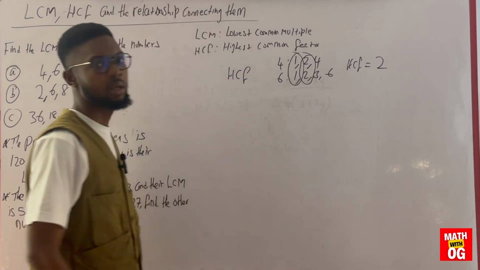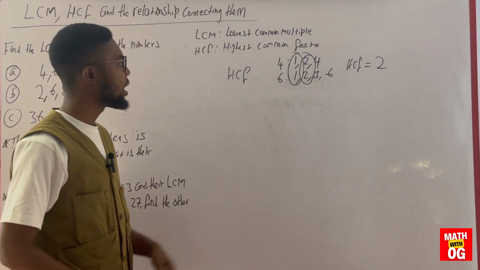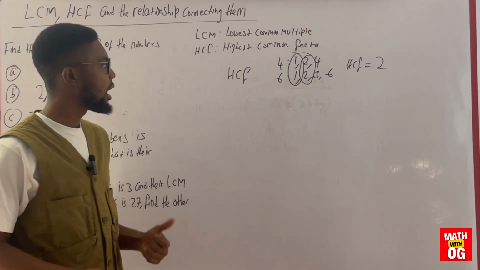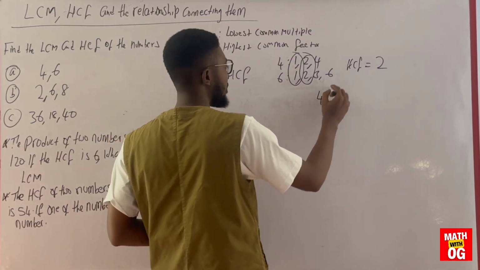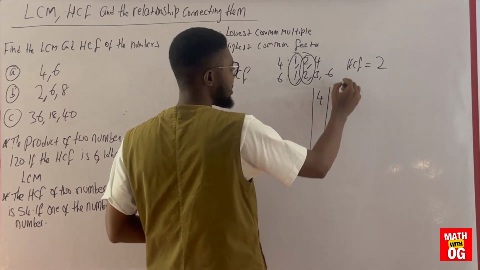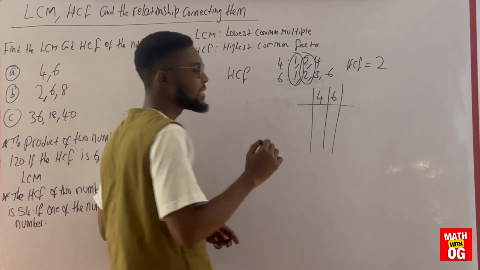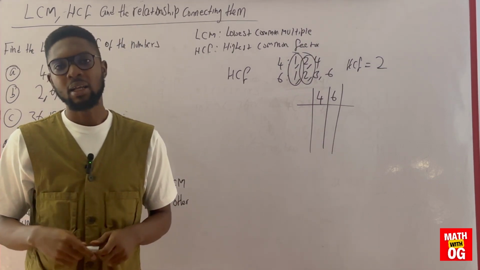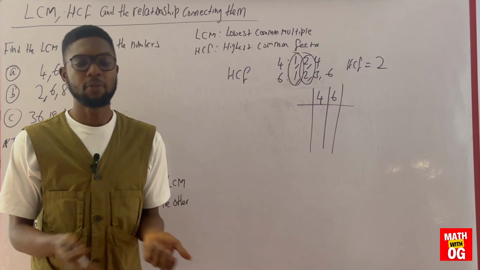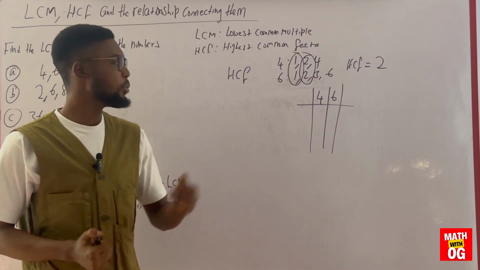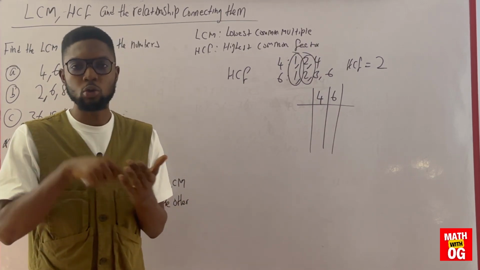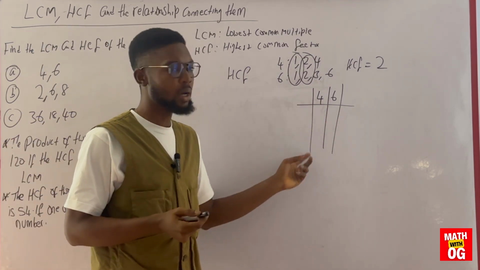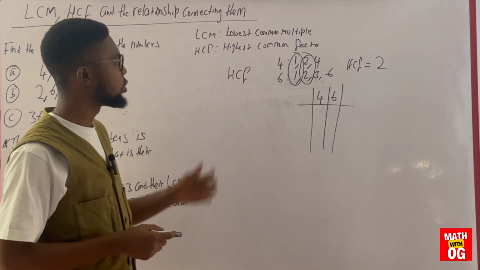As easy as that. Now, if I don't want to go through this method, I want to use the tabular method. How do we solve? Bring out your 4 and bring out your 6. In this case, you divide by a number that is common to both of them. For LCM, you divide by a number that can go into any of them. If it's going into both of them, there's no problem. But for HCF, the number must go into both of them. So 1 can go into both of them, but there's no need putting 1 here because it will not change the number. So move on to 2.